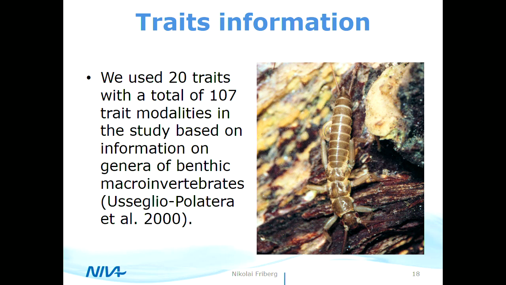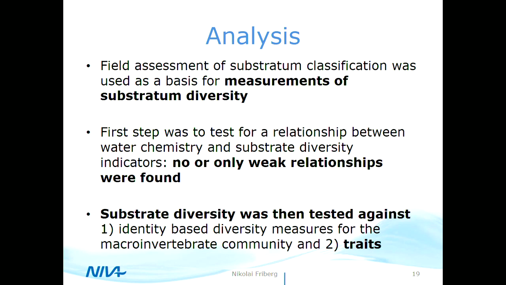Okay, so we used 20 traits with 107 different trait modalities based on information that is published out there. There's a great European trait database for macroinvertebrates, and there's a very good American one. So it's really easily accessible, and this is by no means a new idea. There's been quite a lot of work with traits in the past, but we're still waiting to see the real impact of it.